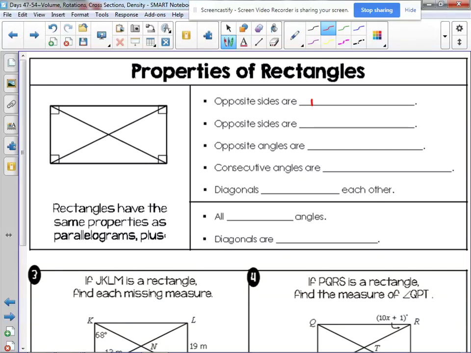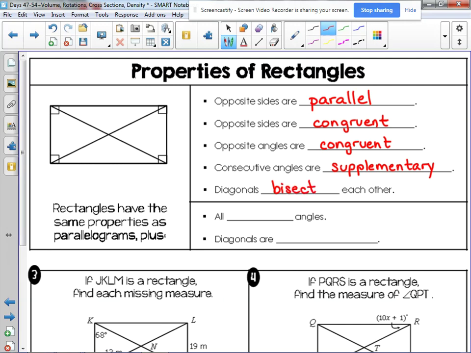Parallelogram. So just like a parallelogram, opposite sides are parallel, because rectangles are parallelograms. They have opposite sides that are congruent. They have opposite angles that are congruent. Consecutive angles are still supplementary. And the diagonals still bisect each other.